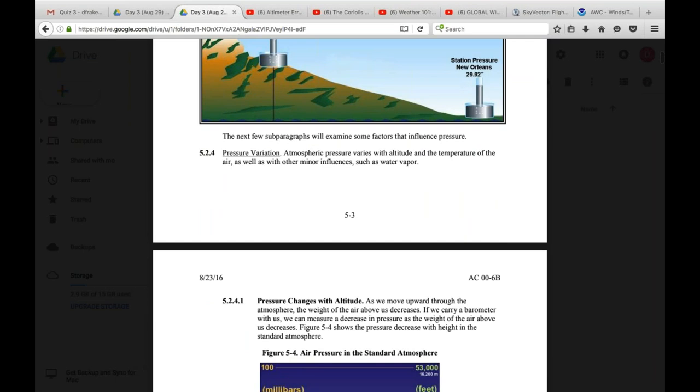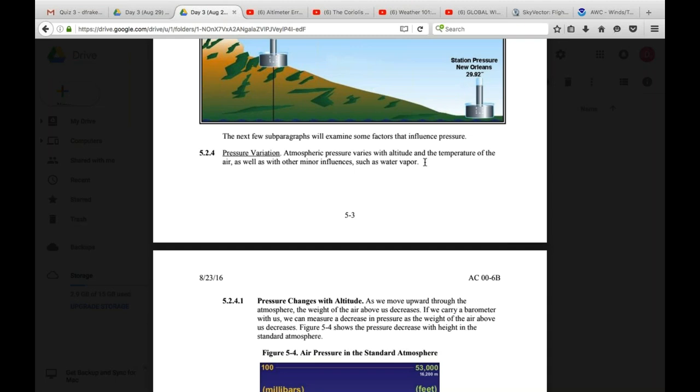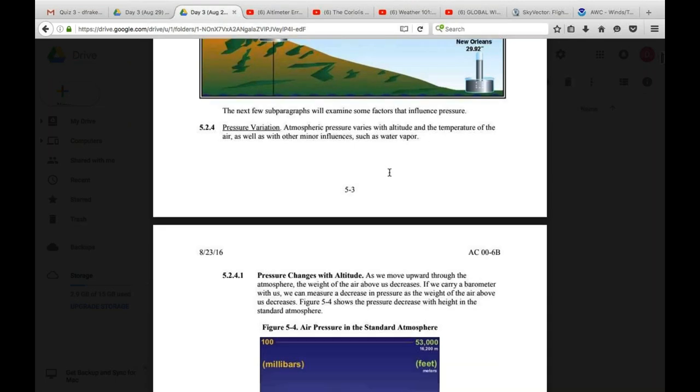So, pressure variation. Atmospheric pressure varies with altitude and the temperature of the air, as well as with other minor influences such as water vapor. Somebody was asking about how humidity affects us. I'll actually go into that a little bit later.